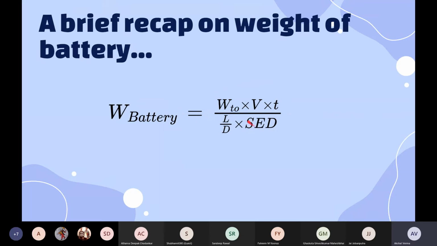This SED stands for specific energy density. Specific energy density is the energy per unit mass which a battery can provide us. It is basically the characteristic of a battery most of the time. This is a very important quantity, and let's have a quick poll over this. I would like you to search what the approximate value of this SED is. So let's have a quick poll here, Gaurav.